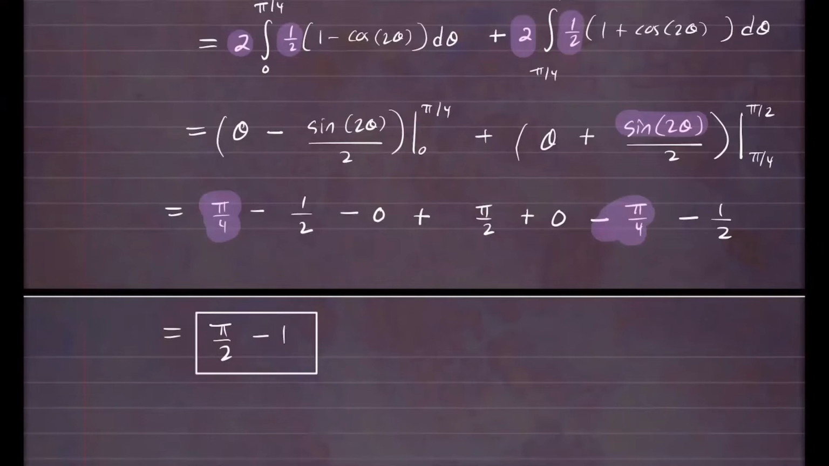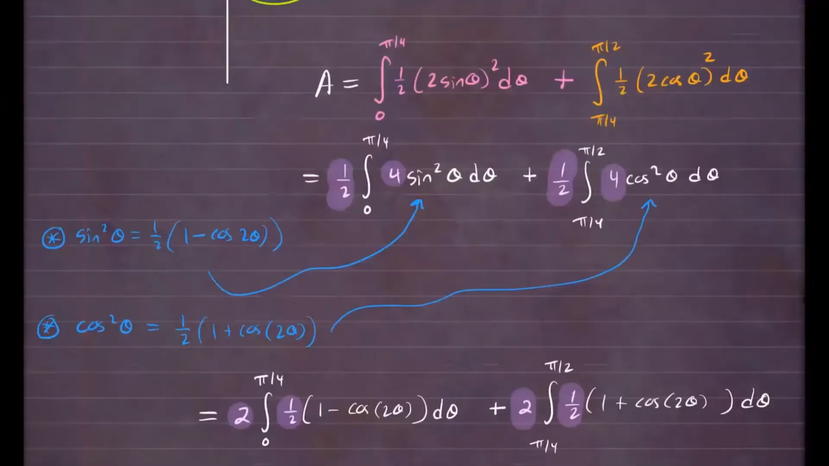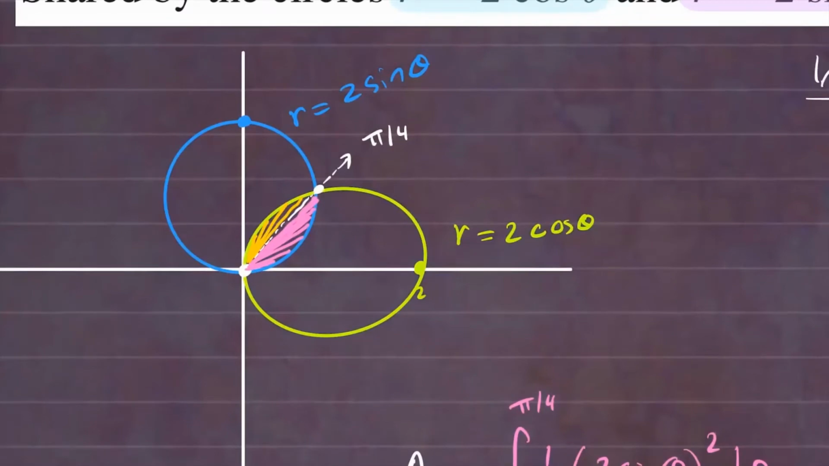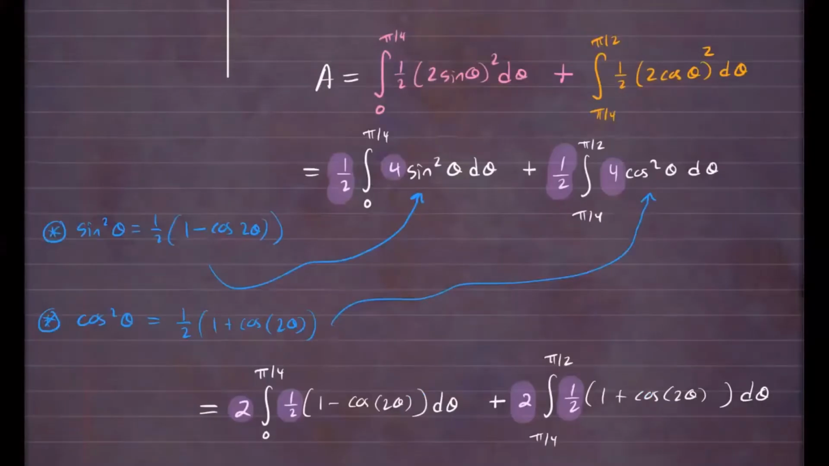Now let me show you how to use symmetry to find the area of the same region. Since the region is symmetric about pi over 4, if you look at the region, if you just integrate the lower half right here, just the lower half from 0 to pi over 4, and double that, you're actually going to get the same area as the above. So if you just take the pink integral right here and double it, you're going to get the same area as we just obtained by doing the entire integral directly.